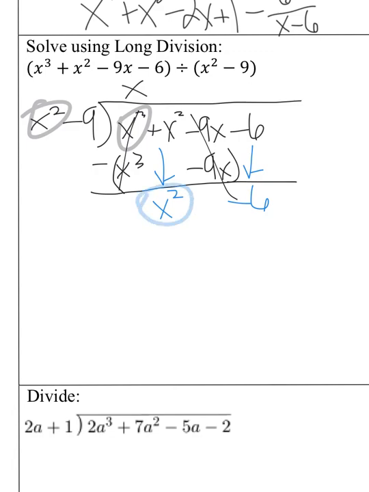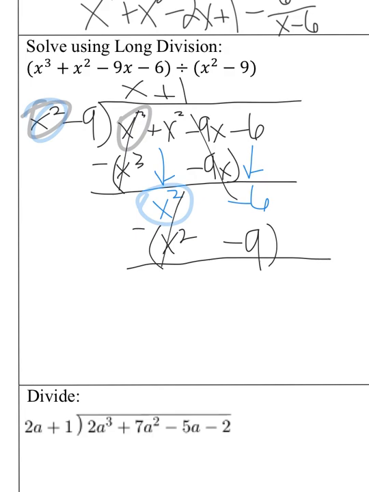What is x squared divided by x squared? Well, anything divided by itself is 1, so I'm going to write a plus 1. And then, so multiplying 1 times x squared is x squared, and multiplying 1 times negative 9 is negative 9. I'll put it in parentheses and subtract. So that cancels. And negative 6 minus negative 9 is negative 6 plus 9, and that's 3. And that's my remainder, okay? Because 3 divided by x squared doesn't make anything.